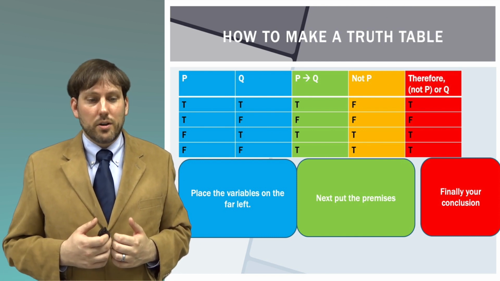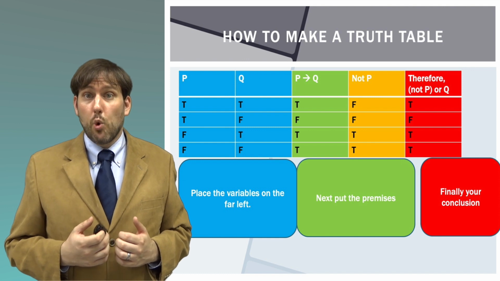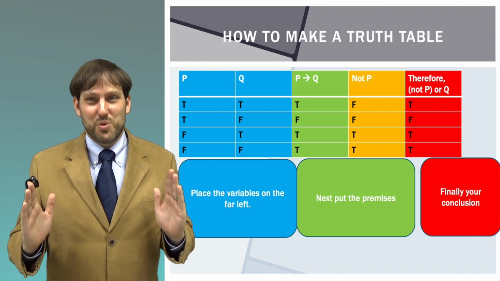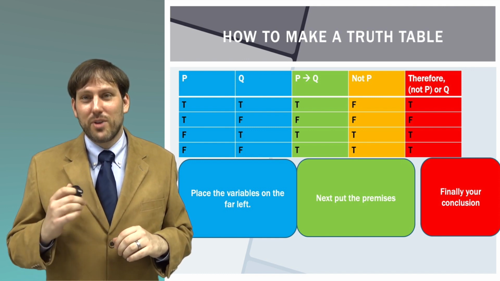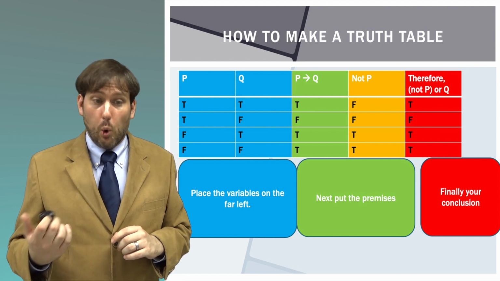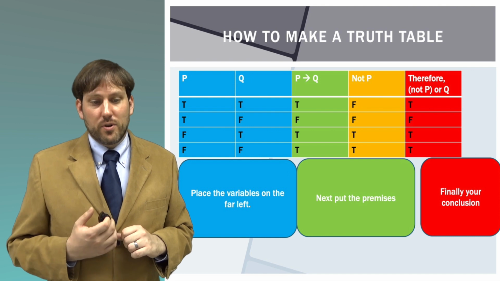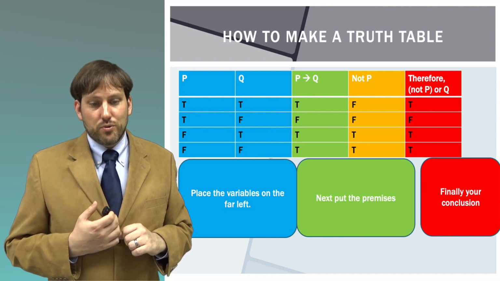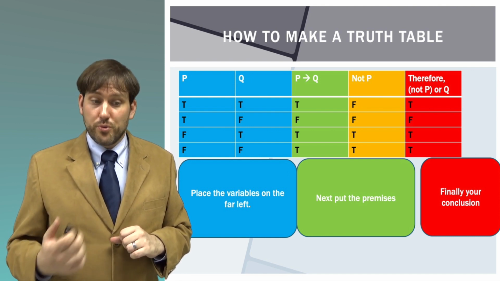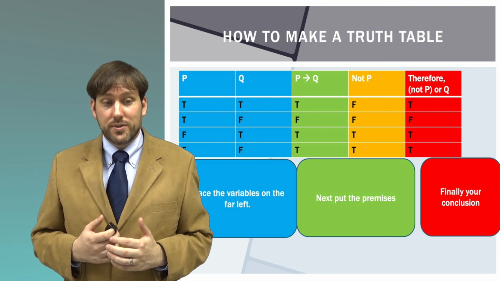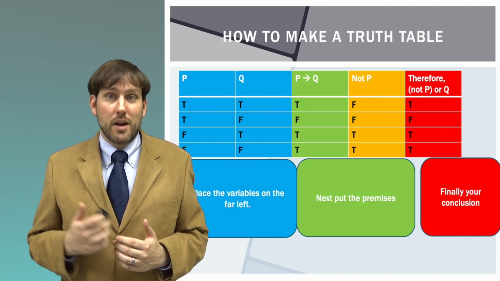Then we can look at our conclusion. Our conclusion is an OR. Anywhere that one side is true, the entire conclusion is true because it's OR. So we have true or false, true. False or false, false. True or true, true. True or true, true.